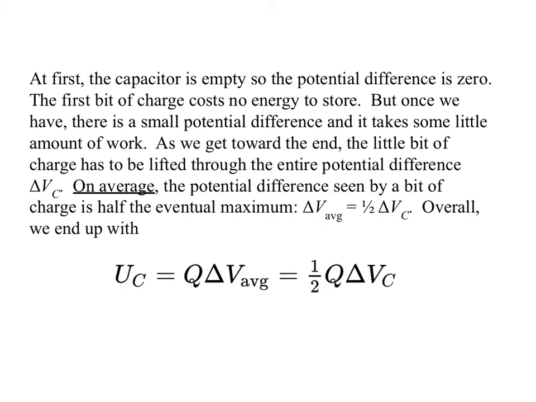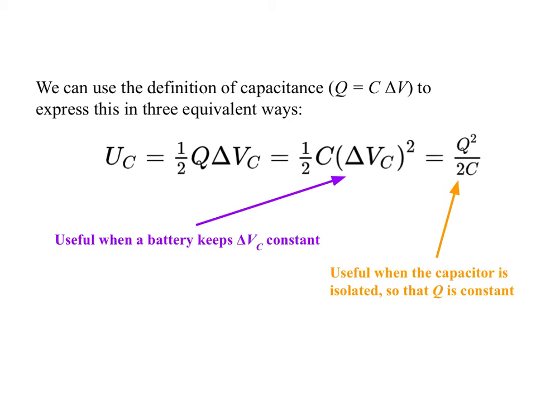This is fuzzy and hand-wavy and should be done more formally, and we're going to do that in a sec. But first, we can use the definition of capacitance, which I remind you is Q equals C delta V, to express this energy in 3 equivalent ways. U sub C, the energy in the capacitor, is 1/2 Q times the voltage difference across the capacitor, which is 1/2 times the capacitance times the voltage squared, which is also the charge squared over twice the capacitance.